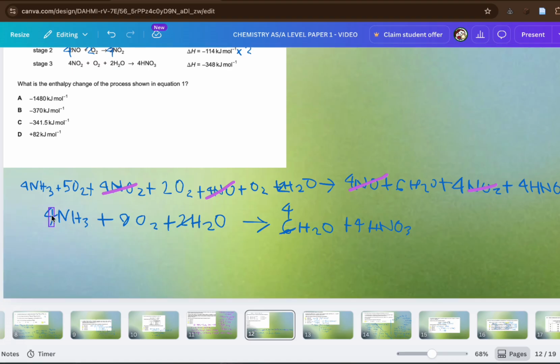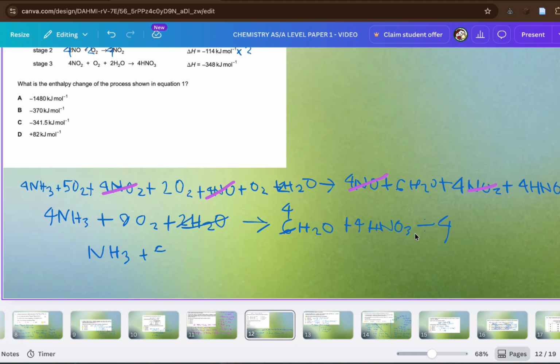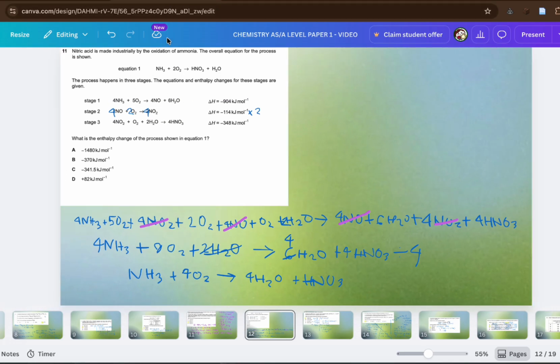We notice that all of these particles can be divided by 4, simplified. Divided by 4, which results in NH3 plus 4O2, 4H2O plus HNO3, which matches with equation 1. Alrighty. Now that we got our data, we know what to do.